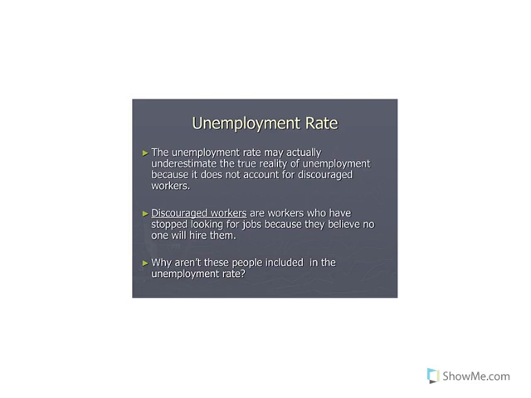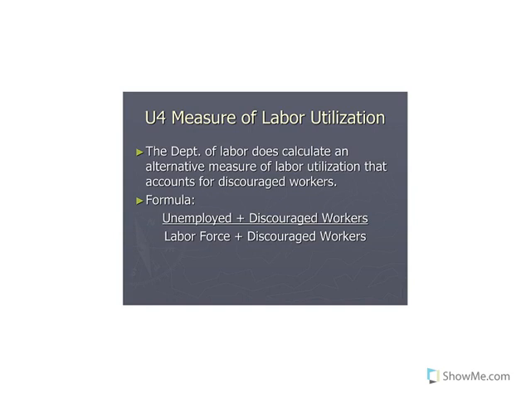the economy. If we wanted to get an idea of what the unemployment rate would look like if we included discouraged workers, you would use an alternative measure of labor utilization that the government keeps track of. And that would be what we call the U4 measure of labor utilization. And so the U4 measure does include discouraged workers in the calculation. So again, you can compare what the unemployment rate is in relation to what it would be if we were including discouraged workers.